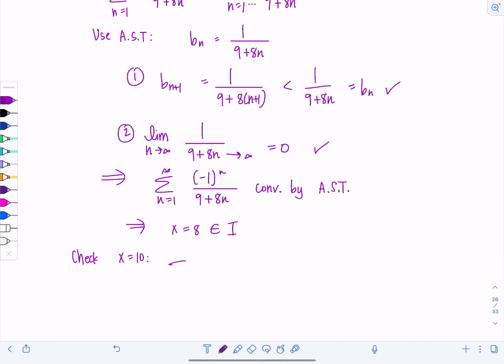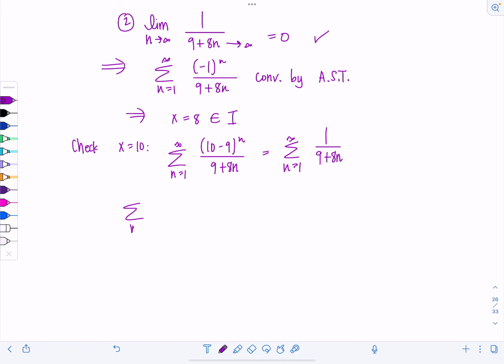Okay, so now I'm going to plug in a 10 here instead. So 10 minus 9 to the n over 9 plus 8n. So this is just the sum, n equals 1 to infinity. 1 to the n is just 1, okay? Over 9 plus 8n. Ooh, who does this remind you of? It's reminding me of 1 over n. The sum of 1 over n is the harmonic series. What do I know about the harmonic series? It diverges. So I feel like this is going to diverge as well.